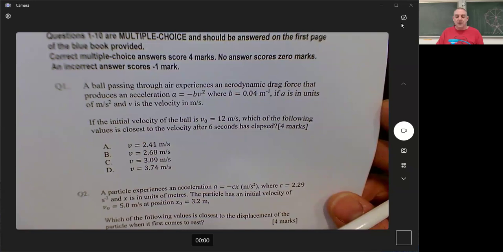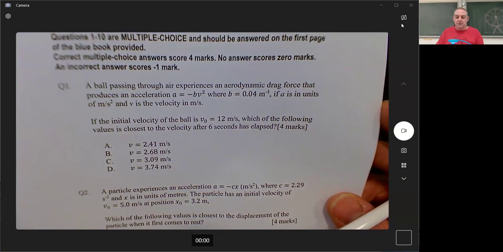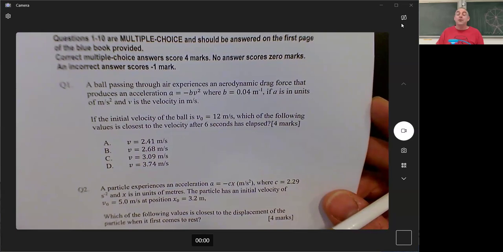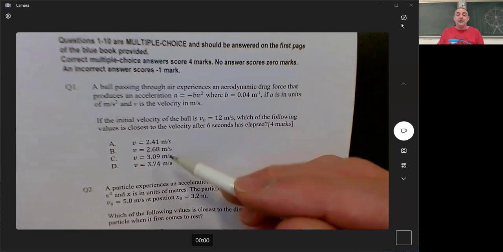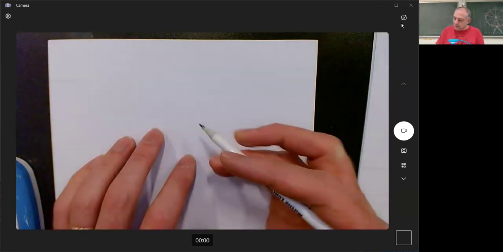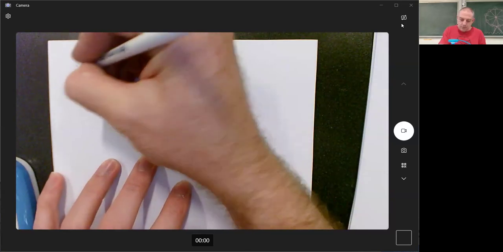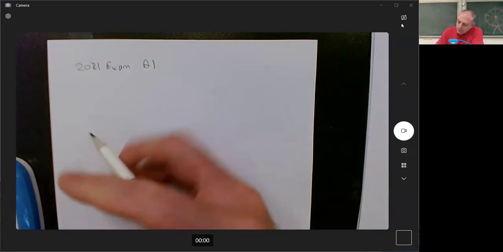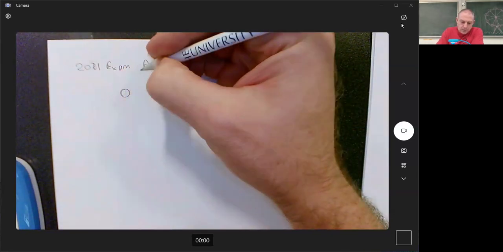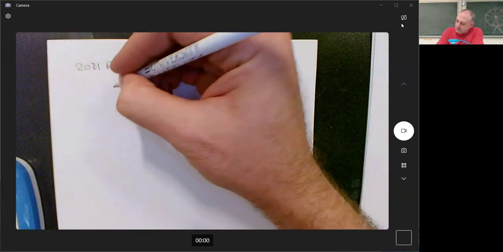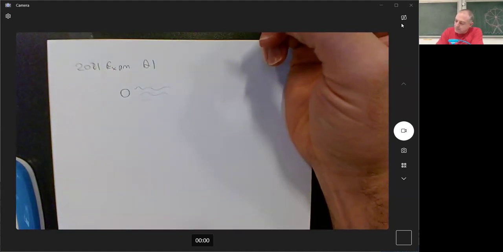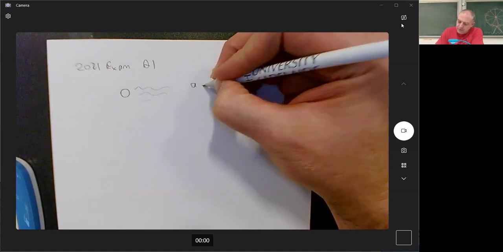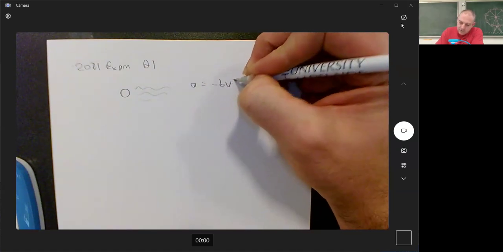Right, there's a lot of information there, and there's one formula and three numbers, not including the number that's in the answer. So I'm just going to write some of that stuff down. So we have a ball, and there's air, and it's going at whatever speed it's going. And the acceleration is minus b v squared.